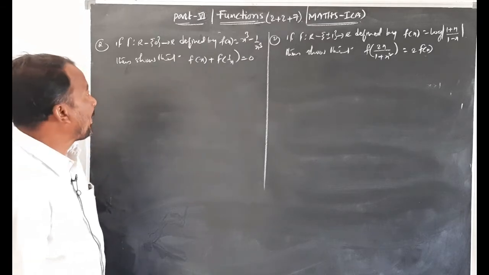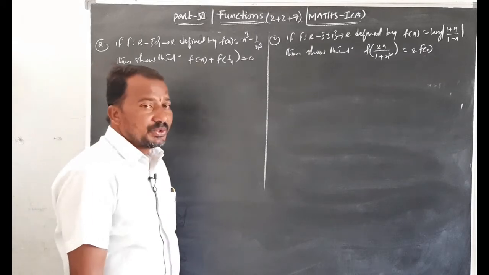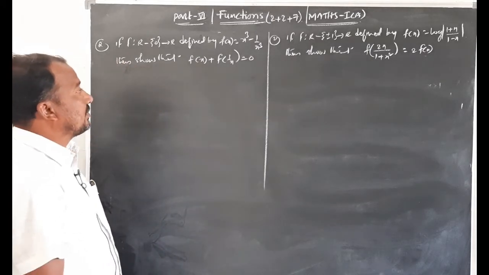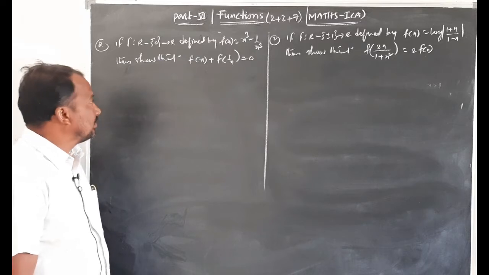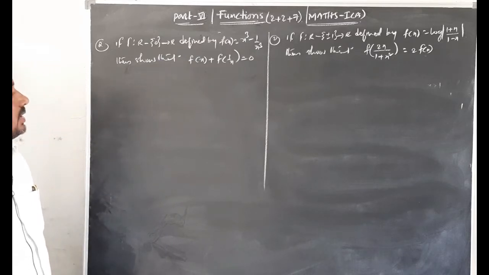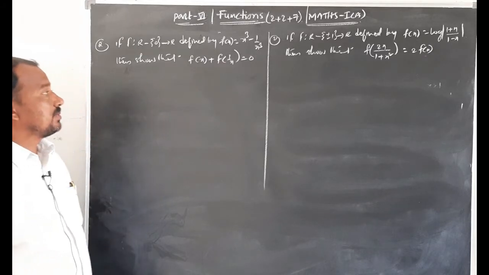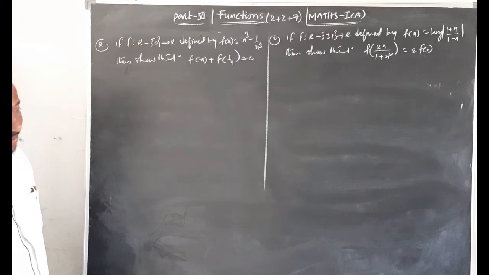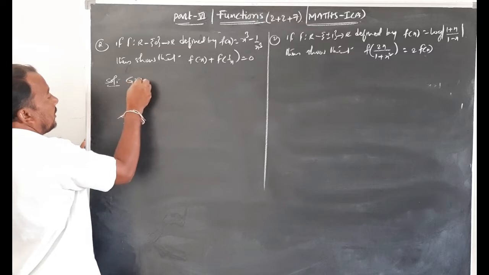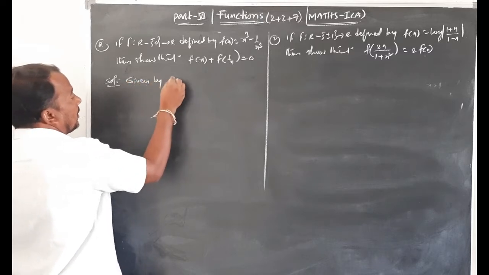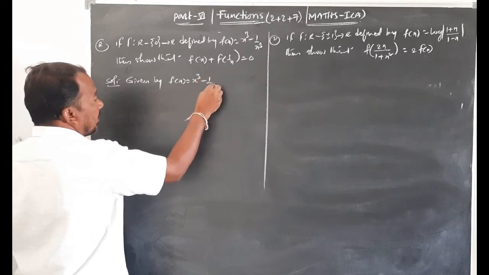Exercise 1a. Second problem: if f from R minus {0} to R is defined by f of x equals x cube minus 1 by x cube, then show that f of x plus f of 1 by x equals 0. Given f of x equals x cube minus 1 by x cube.